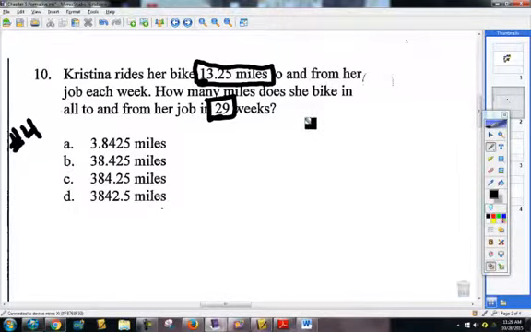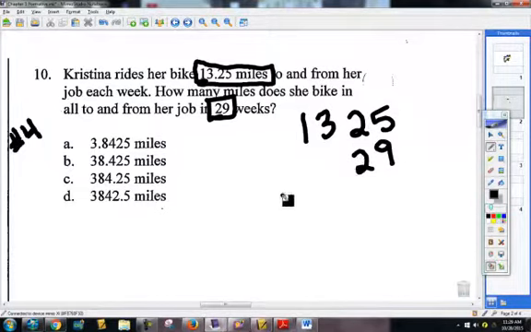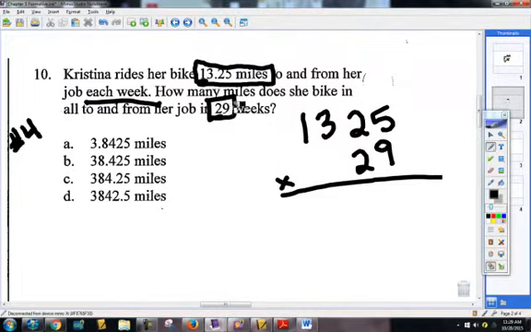Multiplication. So we're going to do 1,325, right guys? Because we're removing the decimal, times 29. Okay, so here we go. Multiplying. Because you know how far it is in 1 week. Then we just multiply to figure out, okay, well how far will that be in 29 weeks? Could I also add that 29 times to itself? Yes. Try it. Okay.